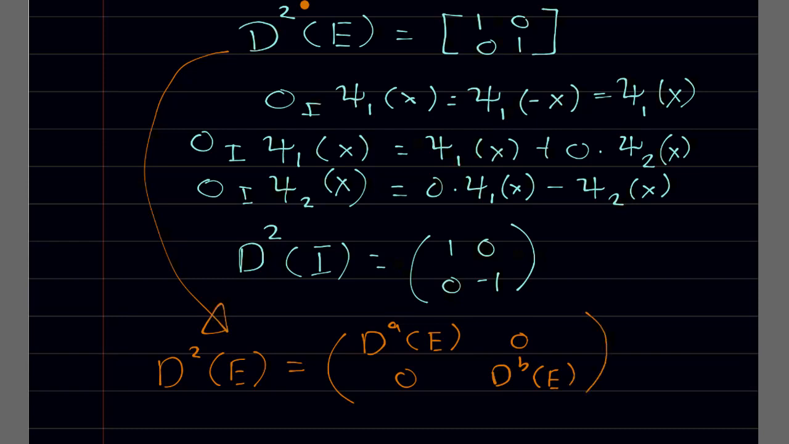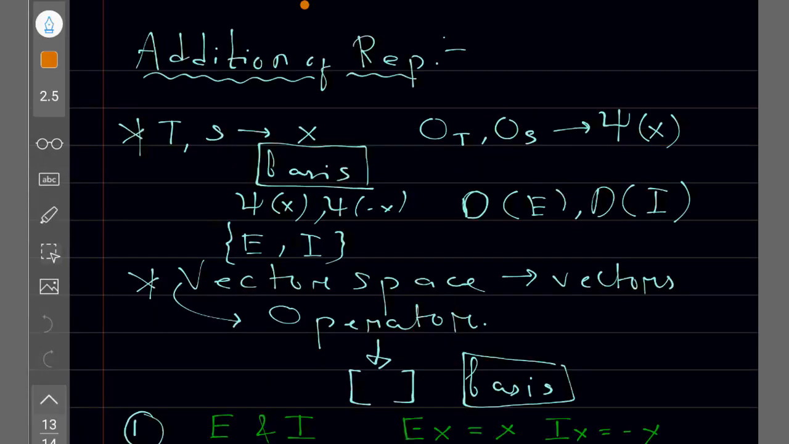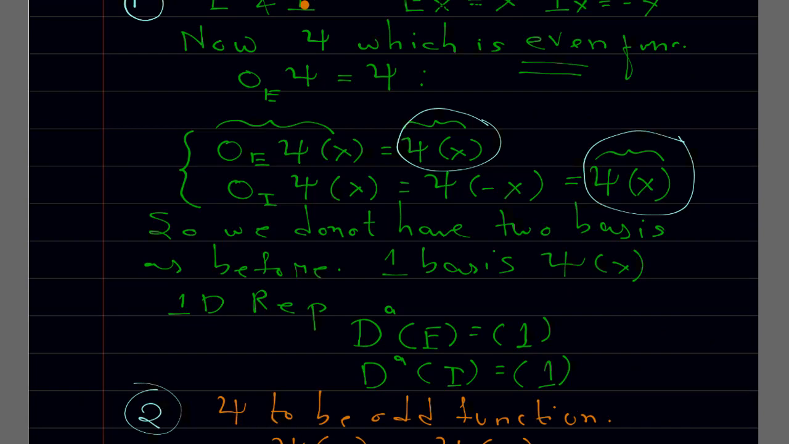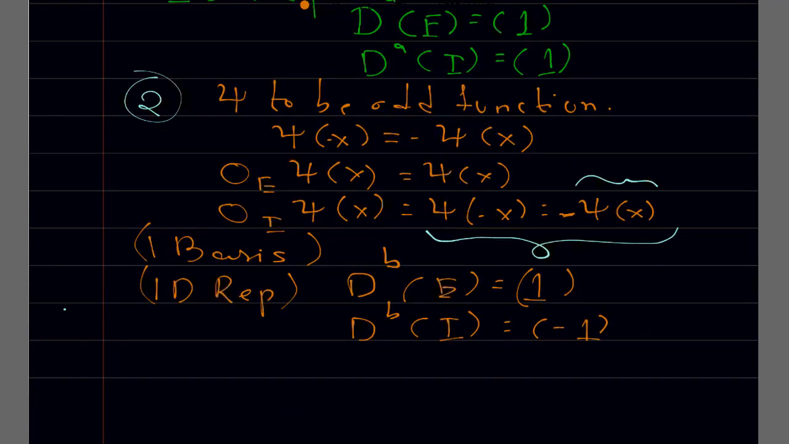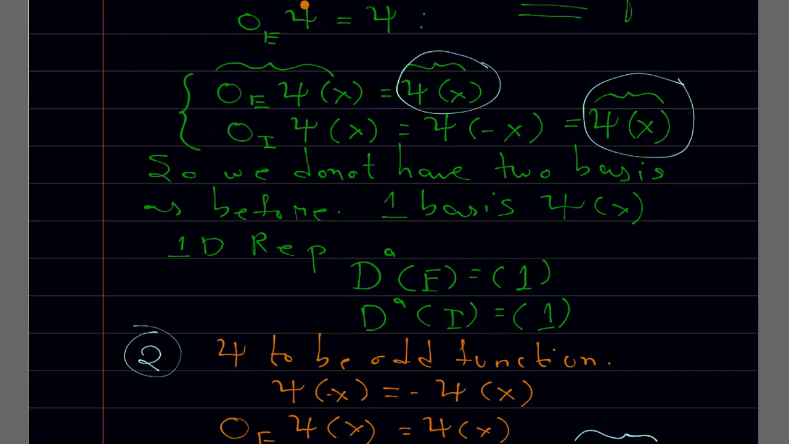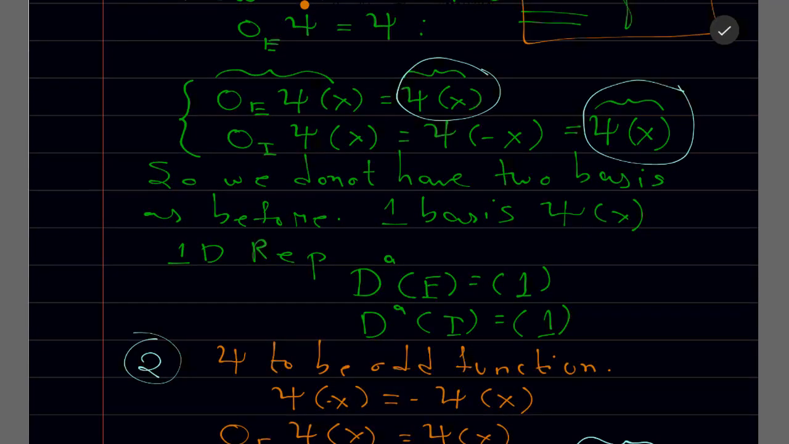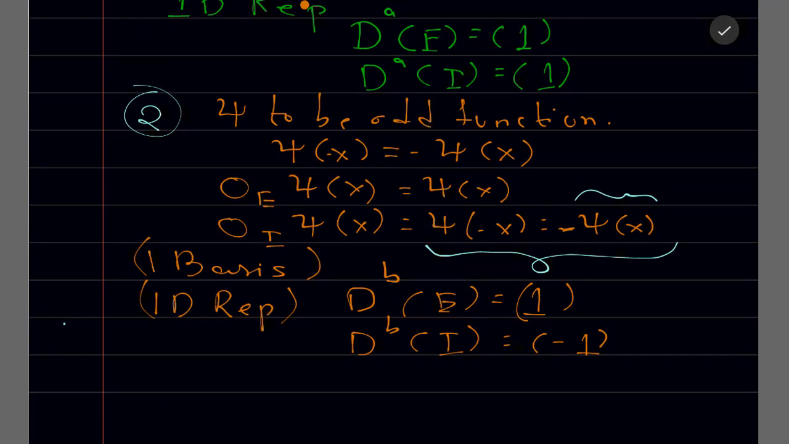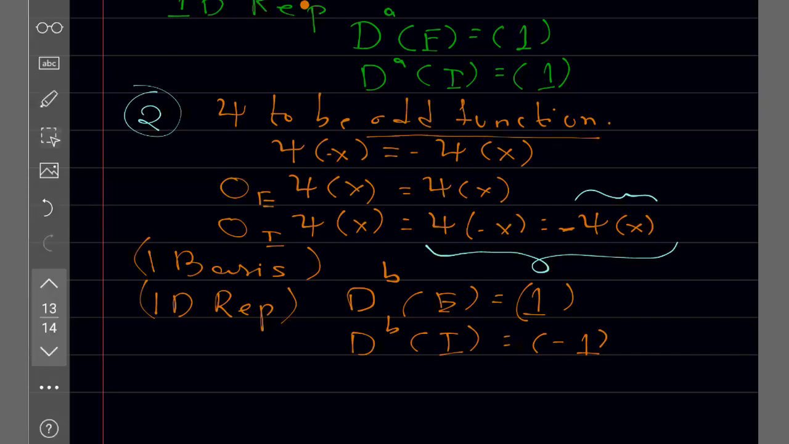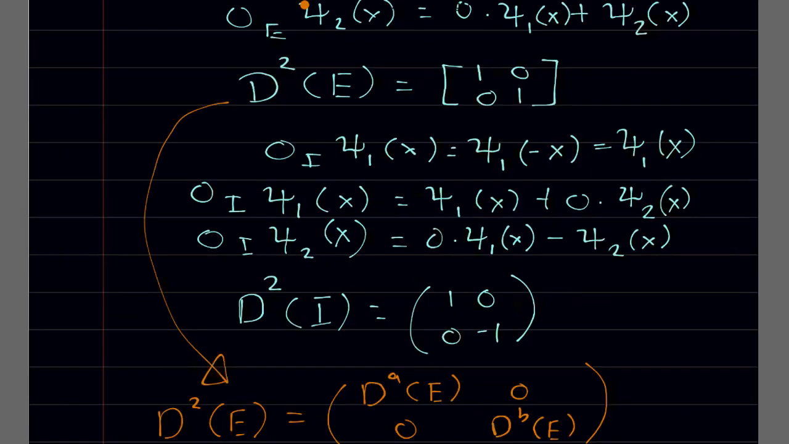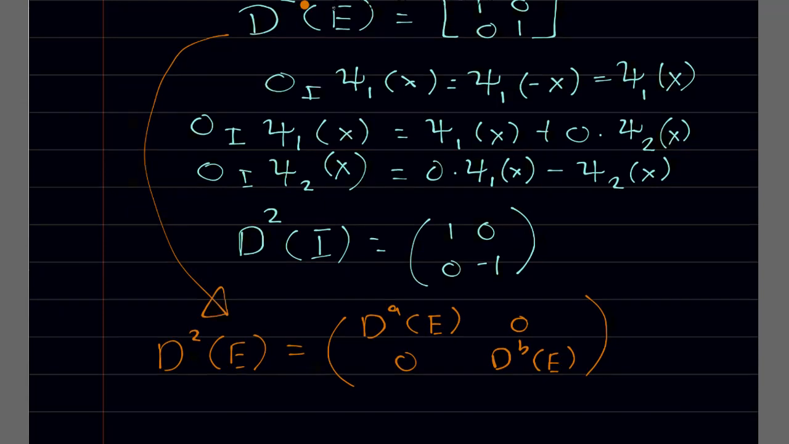So dA of E was related to what function? Let us check. dA of E, dB. So dA of E was related to when psi was an even function. So that's why dA is on the top, and dB is a representation related to when psi was an odd function. Okay, so as you can see, the 2D representation of E can be written in terms of the 1D representation.